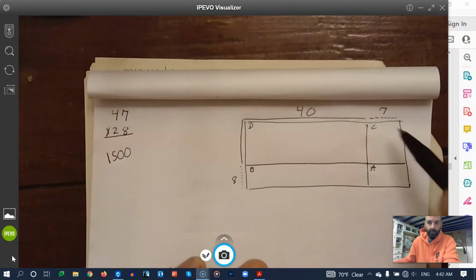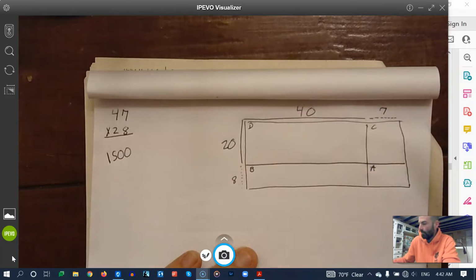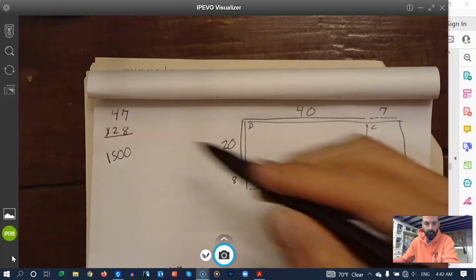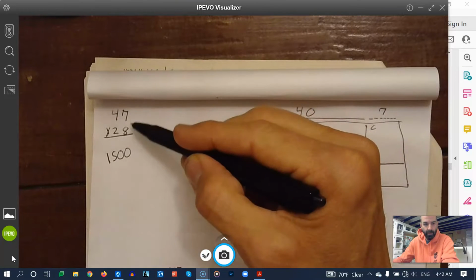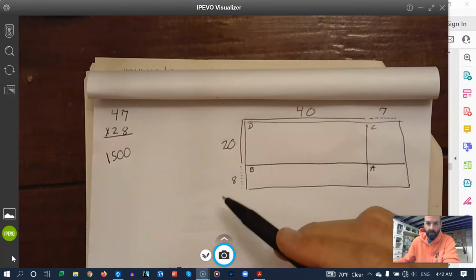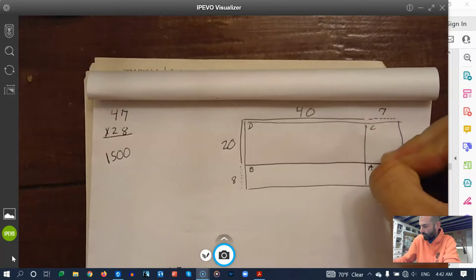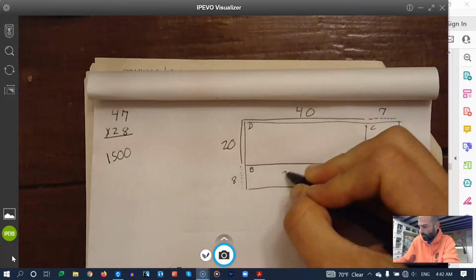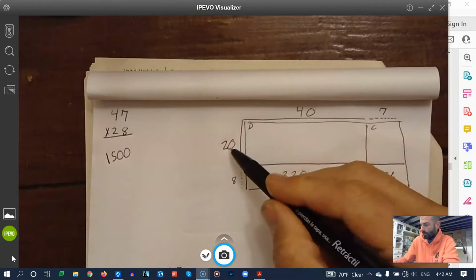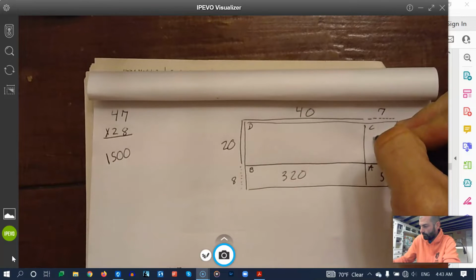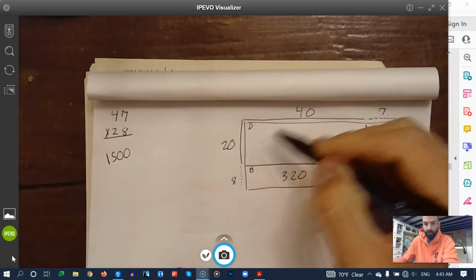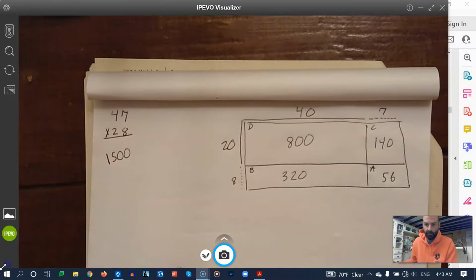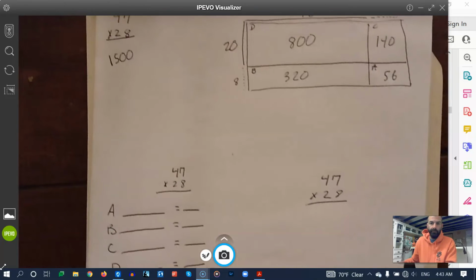And now we're going to move over and do the, oops, I forgot to write the 20 there. The array model. Remember, we're going to start with A now, kind of get us in the habit, because when we're doing the standard algorithm, we will start with 8 times 7. So we want to go in that same pattern. So 8 times 7 is 56. 8 times 40 is 320. 20 times 7, 140. And then 20 times 40 to give us 800. Then we add all those, but we're going to do that work down here.